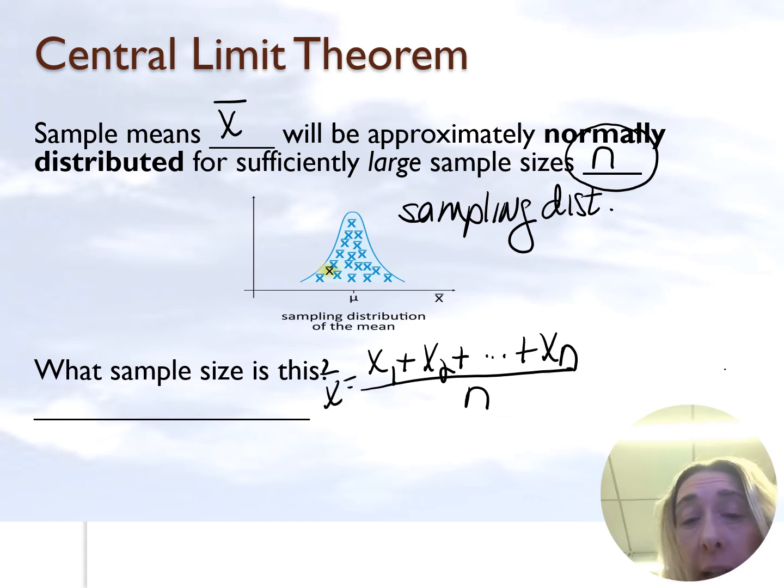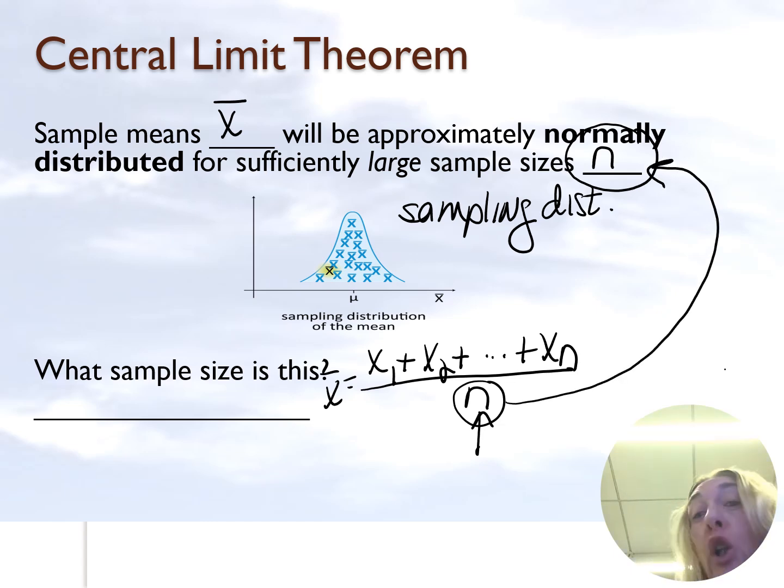To calculate the average, you add up the x's and divide by the number of x's that you have in the numerator. This is the sample size that must be sufficiently large in order to ensure normality of X bar, even if X is not normal. So n is not the number of X bars that you have in the distribution. It's the number of items that went into calculating each sample average that comprises this distribution.